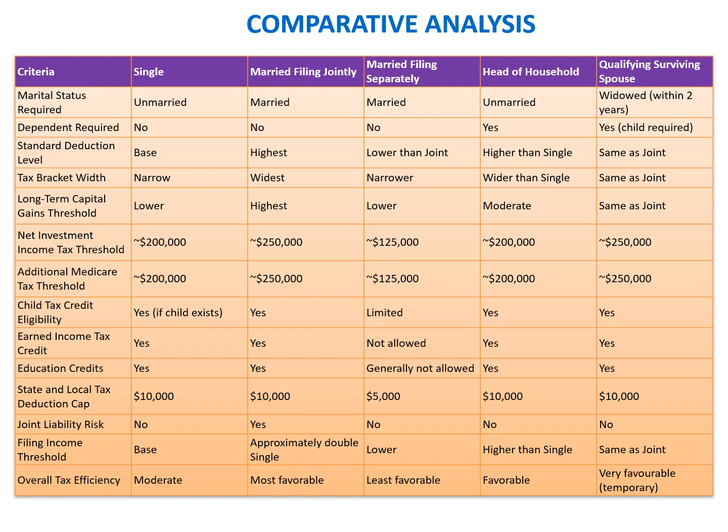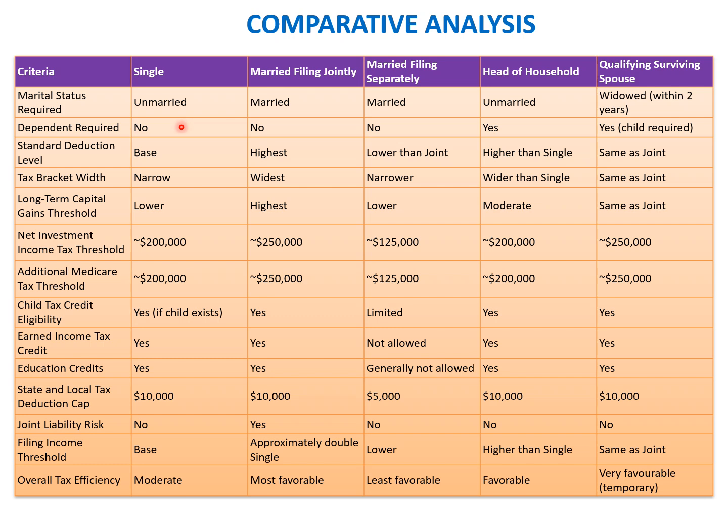Okay, so this is the comparative table that we have created against all these criteria, and we'll quickly have a look at this table and how it helps us understand the filing status more appropriately. So, single: marital status required, it's single for unmarried. Married filing jointly, it has to be married. For married filing separately, again it has to be married. Head of household, unmarried, and the qualifying surviving spouse is widowed within the years.